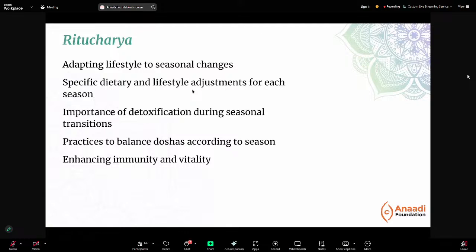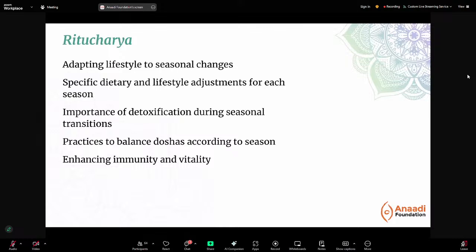So specific dietary and lifestyle adjustments are done for each season. There is an importance of detoxification during the seasonal transitions. So as we move from one season to another, there is also a detoxification routine. And there are a lot of practices to balance doshas according to the season, through food, through exercises, through other Ayurvedic karma or practices. We can balance the doshas in various seasons, and it enhances immunity and vitality. That is Ritucharya, the seasonal routine. So Dinacharya is a daily routine. Ritucharya is a seasonal routine.